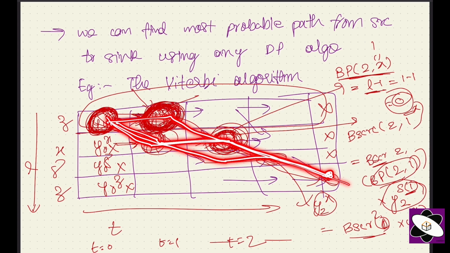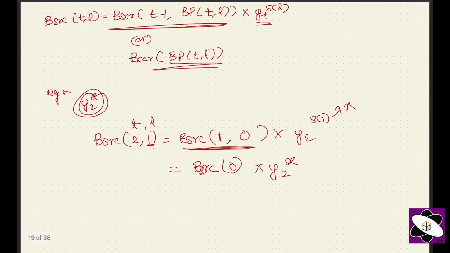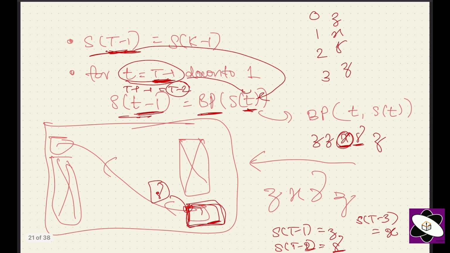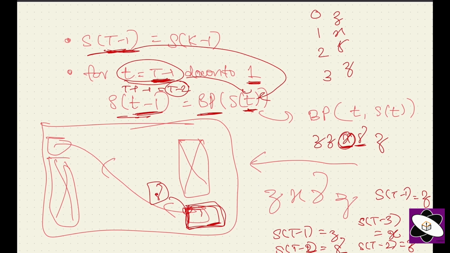For example, this path has the highest probability to reach over here compared to this path or that path. Just as an example, suppose this path has the highest probability. Now what happens is we are going to have S of T minus 2 as Z and S of T minus 1 as Z again, and it will go till 1 only. When it is 1, it means we are at S of 0. So for example, we are having T minus 1 initially, then it will be T minus 2, and then it will go downwards.